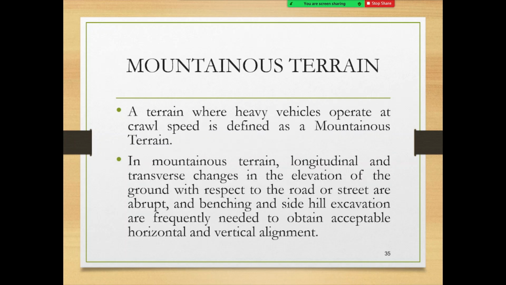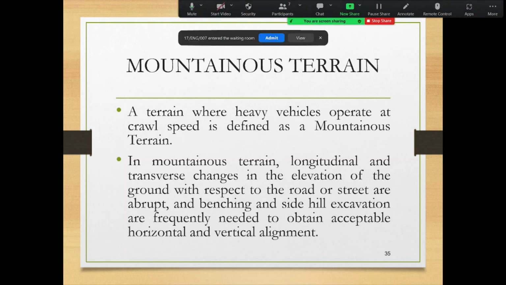And then comes mountainous terrain, a terrain where heavy vehicles operate at crawl speed. What is this crawl speed? Crawling. Maybe you have crawled in your childhood. Okay, crawling. So that means it goes very slowly. Okay, so that is defined as mountainous. Just think that you are going to Haputale and there is a heavy vehicle going in front of you and you cannot overtake also. So it is crawling. Okay.